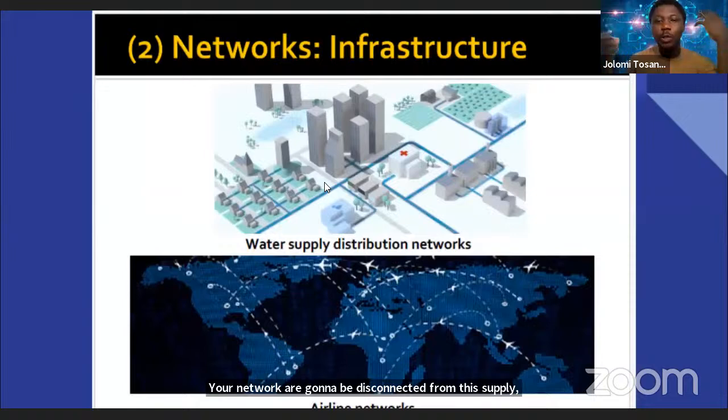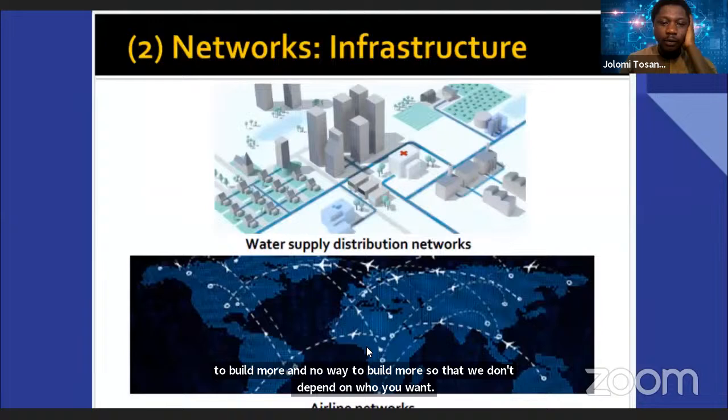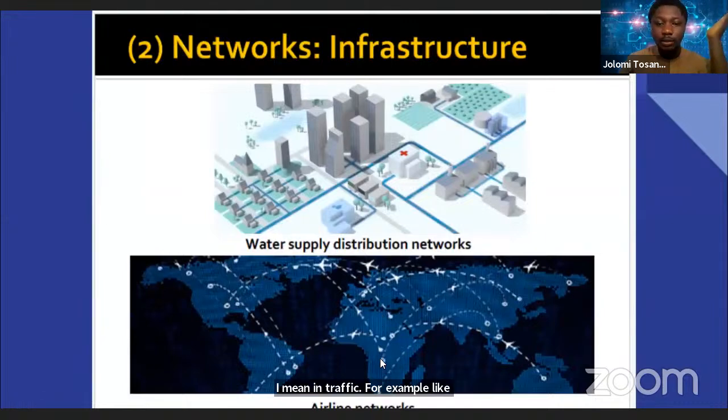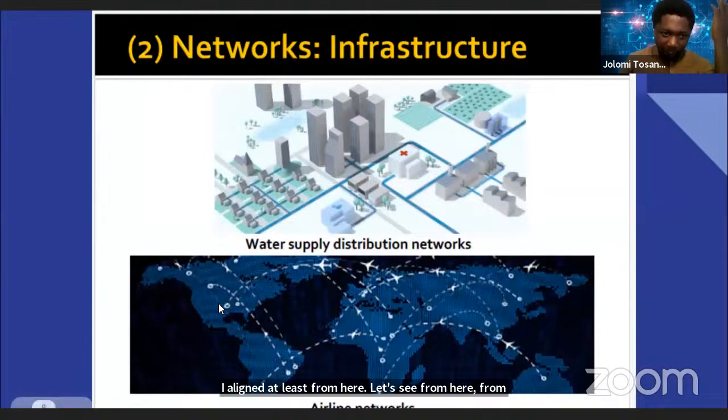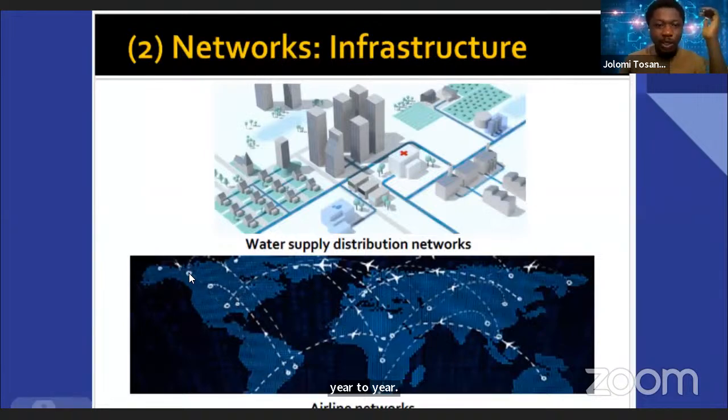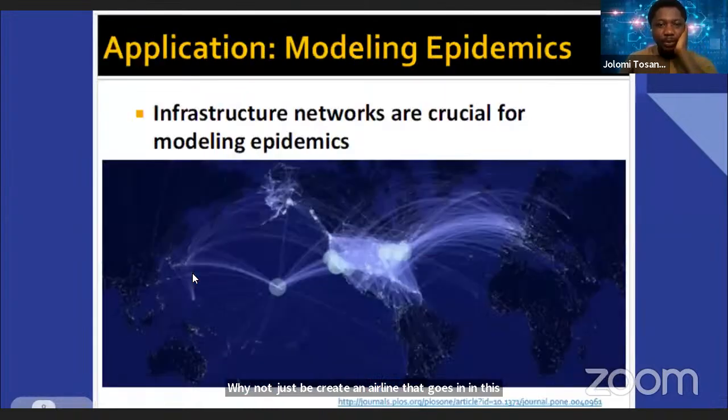So you can actually do that to identify the most important ones and maybe advise your company to build more, and know when to build more, so that we don't depend on only one. I mean, in traffic, for example, if you're working for an airline and you build the graph of all the connections of all the different locations, from that graph you can analyze that, okay, we are always flying from here to there, but there is another airline that flies from here to there. Why not just create an airline that goes in between? Because we know that people in this region are also likely to get here. So let's just bridge that gap or something like that.